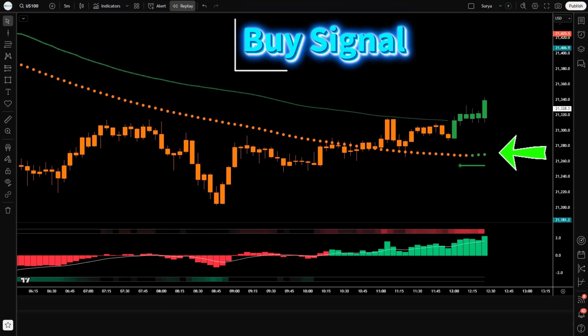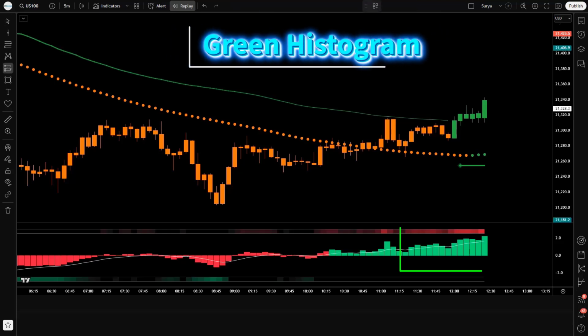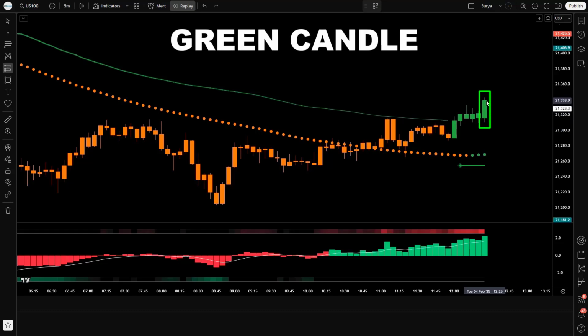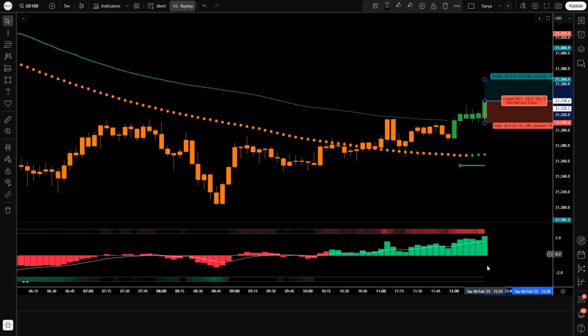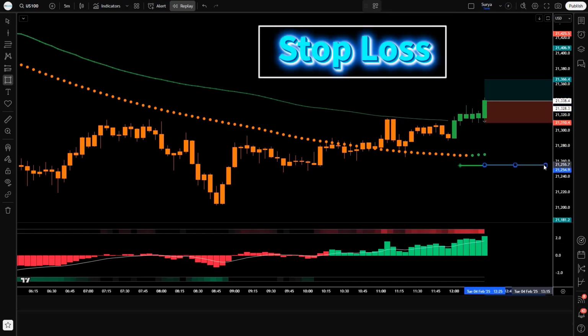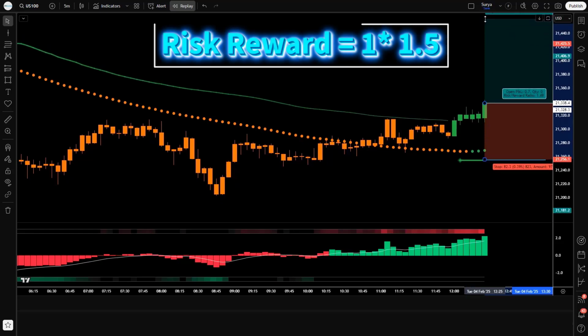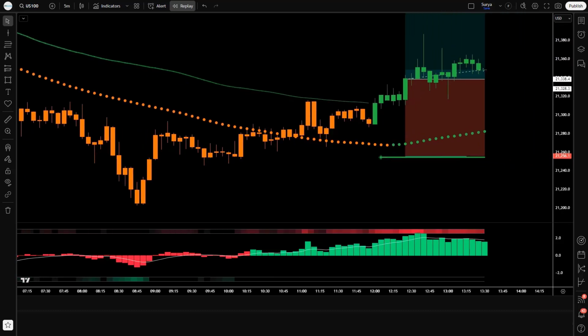When the Savitzky Flow Bands indicator has given a buy signal, the ROC-weighted MA oscillator indicator has formed a green histogram. And the market forms a green candle, so all these conditions are met, so we have to take a buy order. And our stop loss should be placed on this green line. And the risk-reward ratio will be 1:1.5. Let's see what happens to our trade.